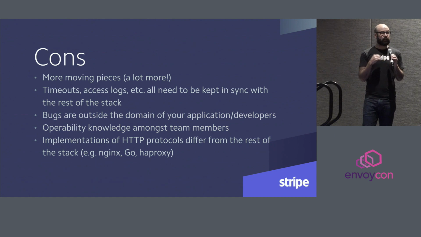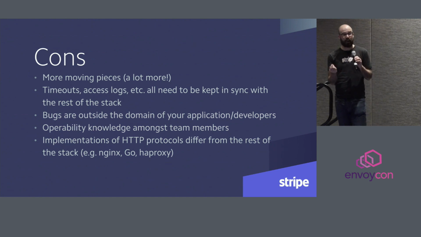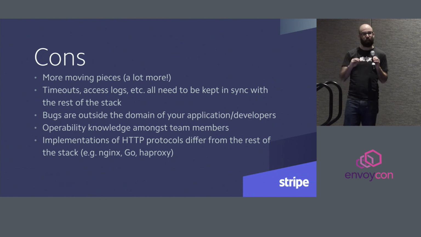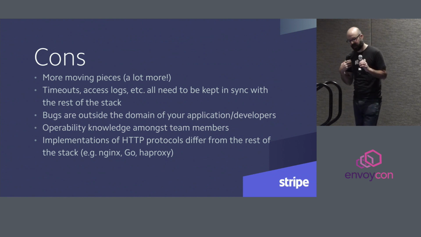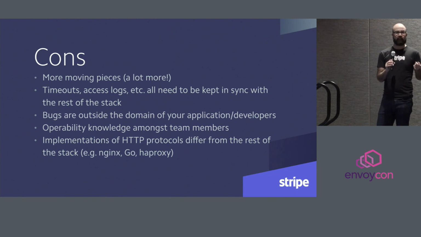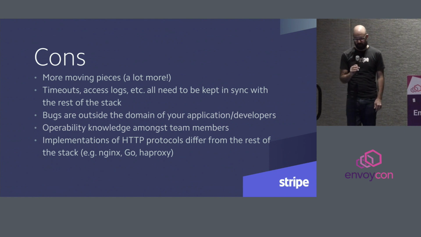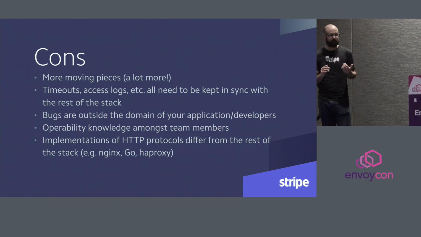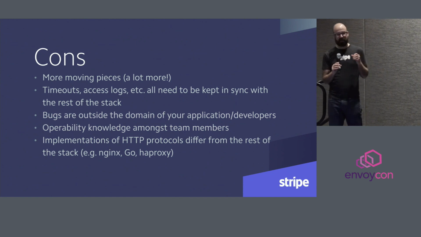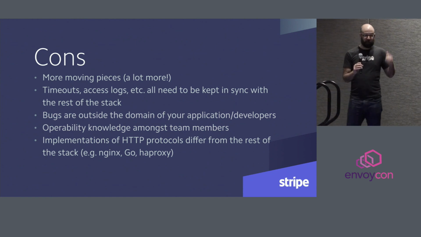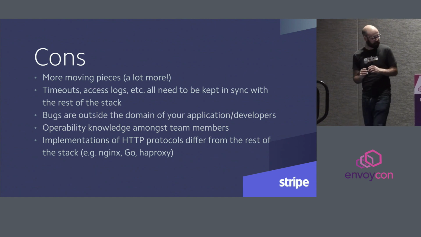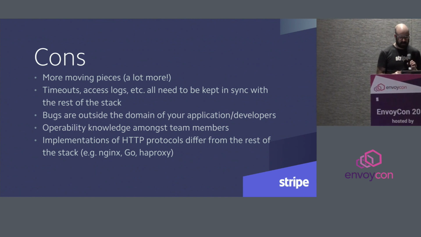A bigger one for us was when you encounter bugs in a product like Envoy, it might not be in the wheelhouse or domain of your application developers. So for us at Stripe, there were a few things we wanted to work on in Envoy, and it turns out we don't have a lot of in-house C++ experience. Envoy is a large C++ application. So that was just something to think about. Again, you have to spread operability knowledge amongst your team members. I'm not on call right now, thank goodness, but when I am on call, I need to know how to operate all the pieces of the stack I'm responsible for, whether that be Envoy or any other piece of software.